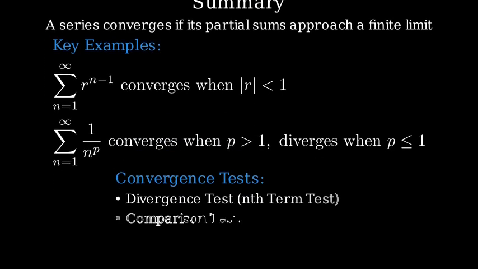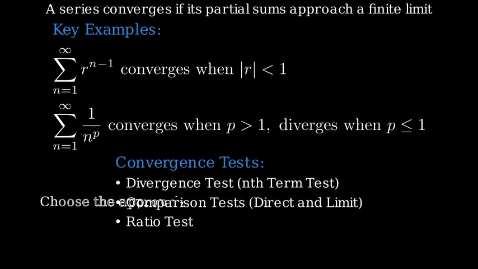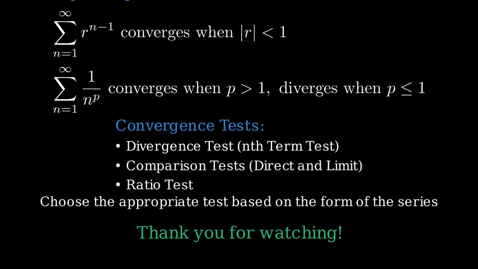We have several tests to determine convergence or divergence. The divergence test: if the limit of the terms isn't 0, the series diverges. The comparison tests: direct and limit comparison. The ratio test, especially useful for factorials and exponentials. When analyzing a new series, look at its form and behavior to decide which test is most appropriate.